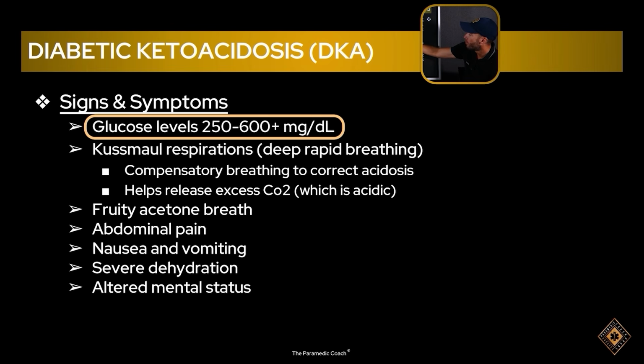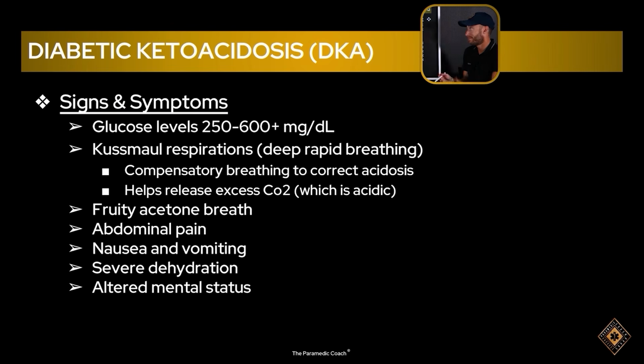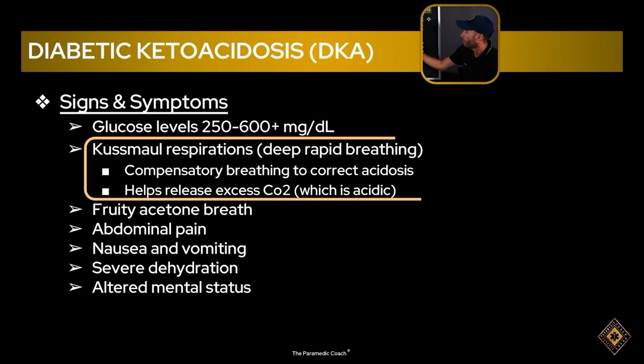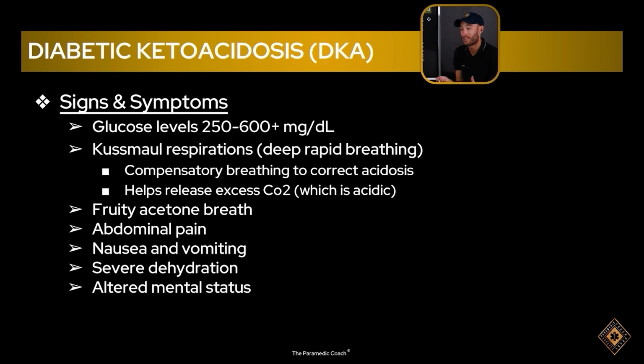Glucose levels about 250 to 600. Kussmaul respirations, which we know is a compensatory mechanism that the body will use to correct the acidosis. You learned it earlier, okay? It helps release excess CO2, which is acidic. We know CO2 is an acid, so that Kussmaul breathing that we see, that rapid, deep breathing, is a compensatory mechanism in this case, okay? Because the patient is acidic.